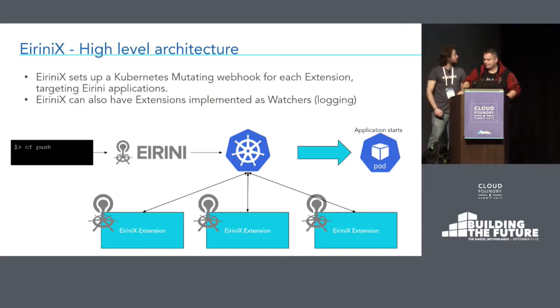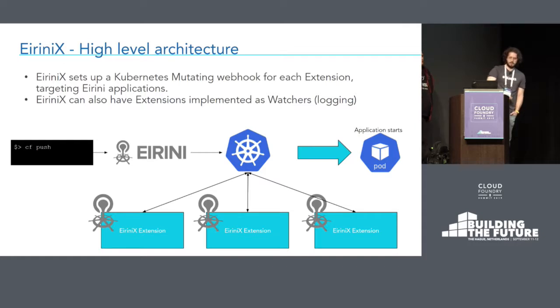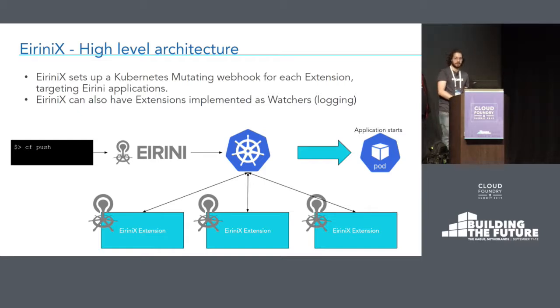Hello. So, as Vlad said, eirinix helps you to write components that sit between a user, who is doing a CF push, and the actual pod being started on the Eirini namespace. So what it's doing for you when you declare an extension, it's actually setting up a mutating webhook, and as you said, a server listening and actually understanding those Kubernetes requests, and actually building those objects that are hard to build other ways.